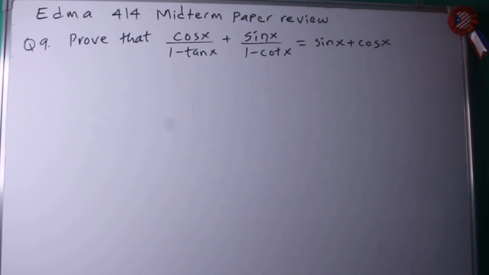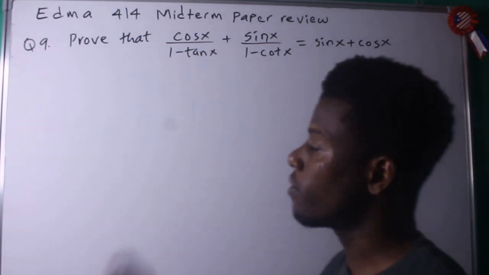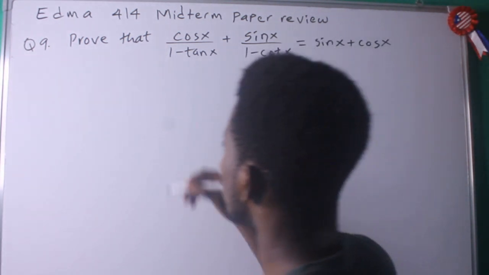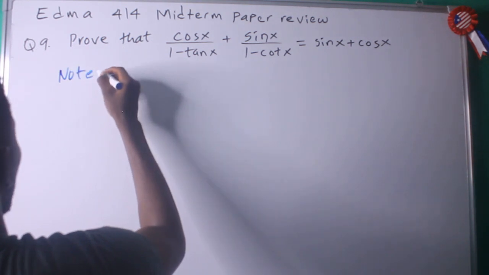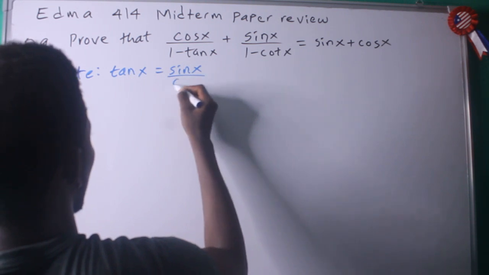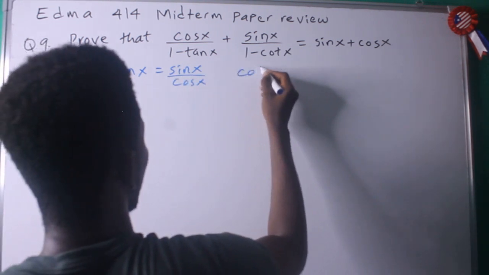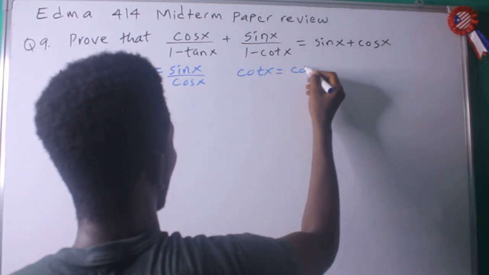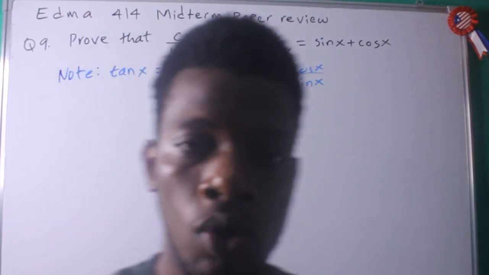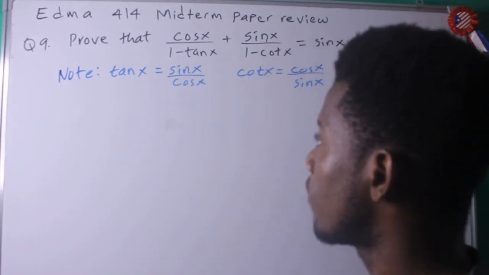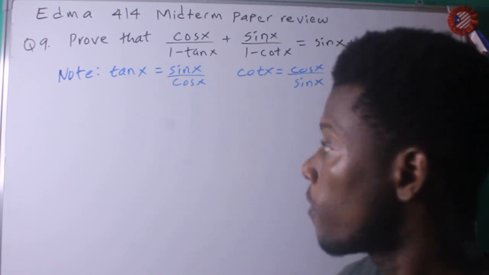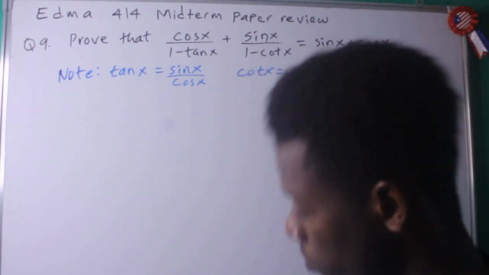So let's begin. We have cos x divided by 1 minus tan x. But before we begin, I want you to note two things. First, tangent of x is sin x divided by cos x, and cotangent of x is cos x divided by sin x. These two identities are called quotient identities because they are formed by dividing two trig functions. So, quotient identity, remember. Now we move on to prove this.